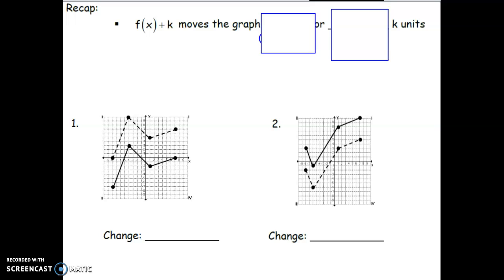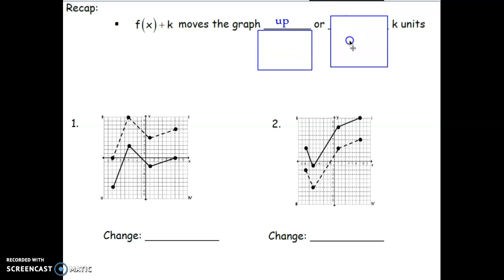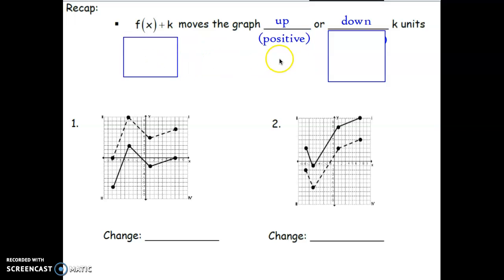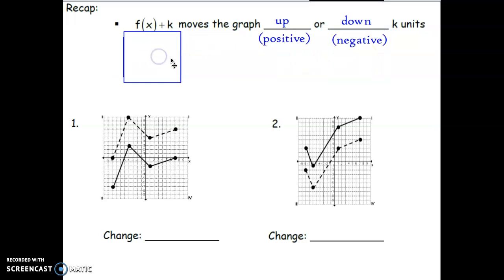Okay, so recap. Look at numbers 1 and 2. Look at what you wrote there. Remember that the plus k, when it's on the outside, is going to move our graph either up or down. And think about what kind of numbers did that. To move the graph up, we had positive numbers, whereas to move the graph down, we had negative numbers.